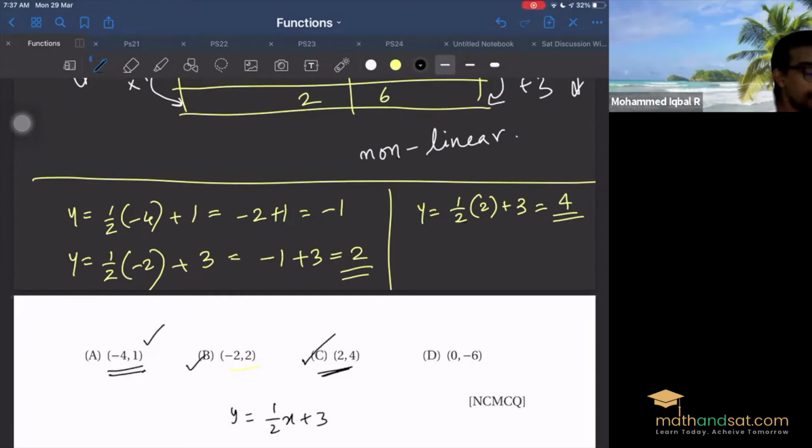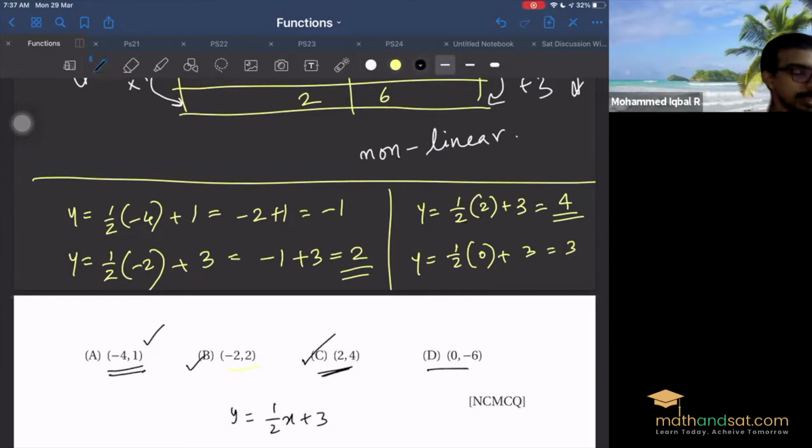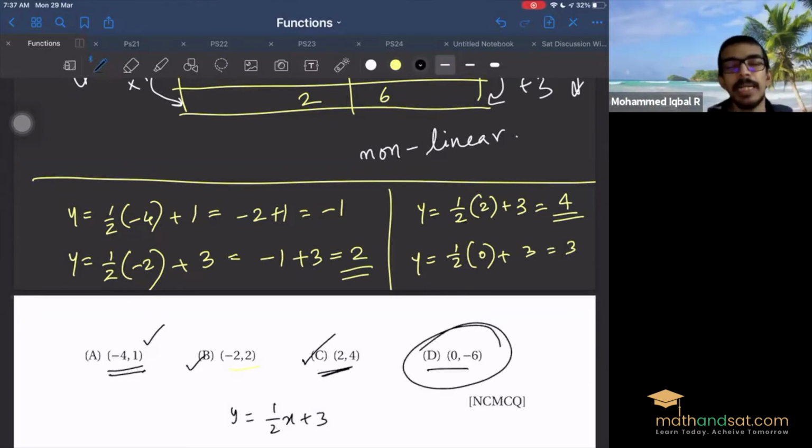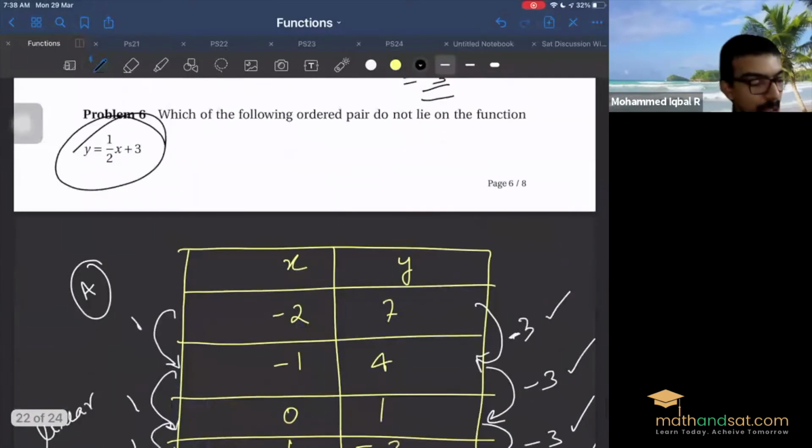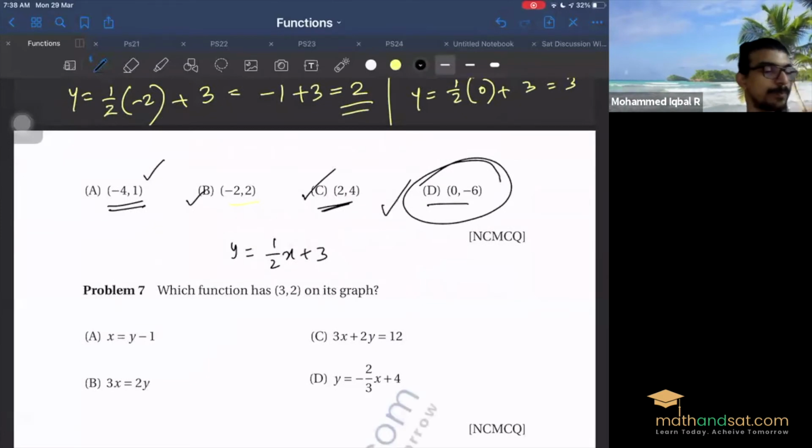Now, option D. In option D, your y value comes out as half times 0 plus 3, which is 3. Now, this is not matching. This ordered pair does not lie on the given function. So your question says, which of the following ordered pairs do not lie? Do not lie. So the answer is this. Is that okay for everyone?